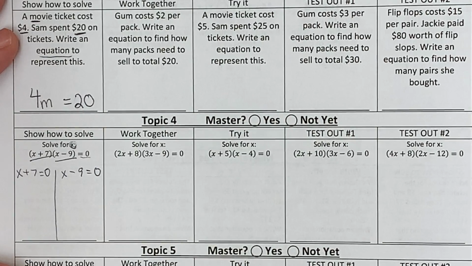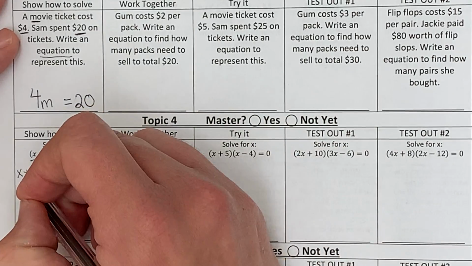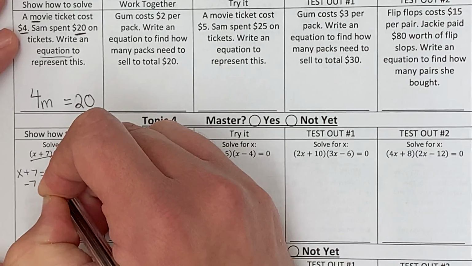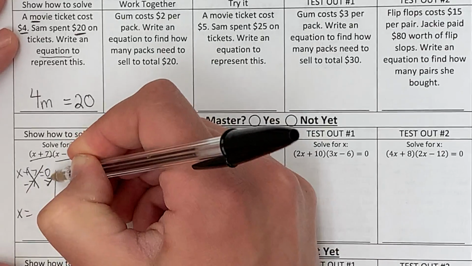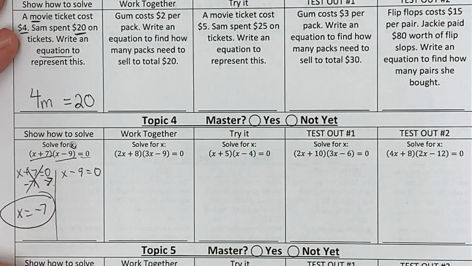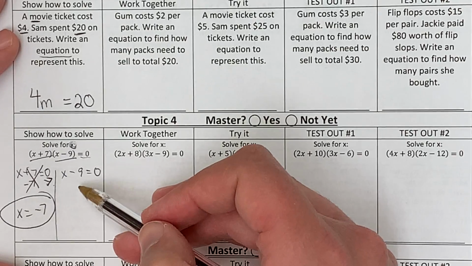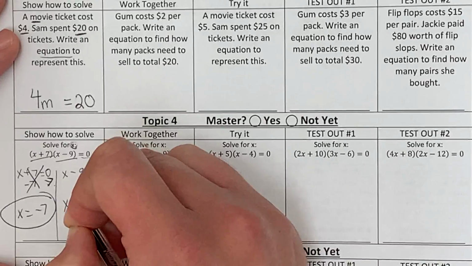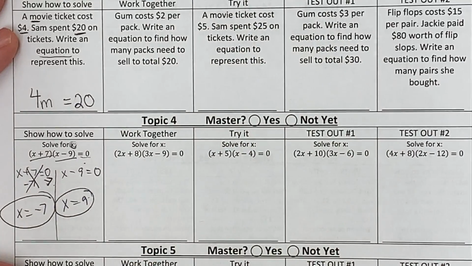All right, we've set it up. So now we're just going to solve it. The opposite of plus 7 is minus 7, right? So we're going to subtract 7 from over here, and we're going to subtract 7 from over here. So these 7's cancel out. We get x equals, well, 0 minus 7 is a negative 7. There we go. Another way we could look at this, so x minus 9 equals 0. Well, the opposite of a negative 9 is a positive 9, so I could just write x equals 9. Because the opposite of negative 9 is a positive 9.